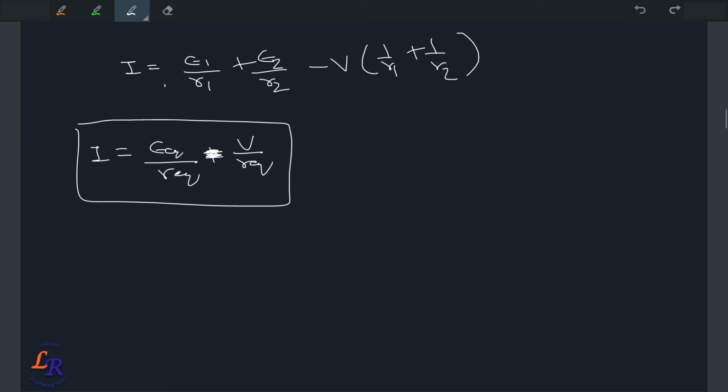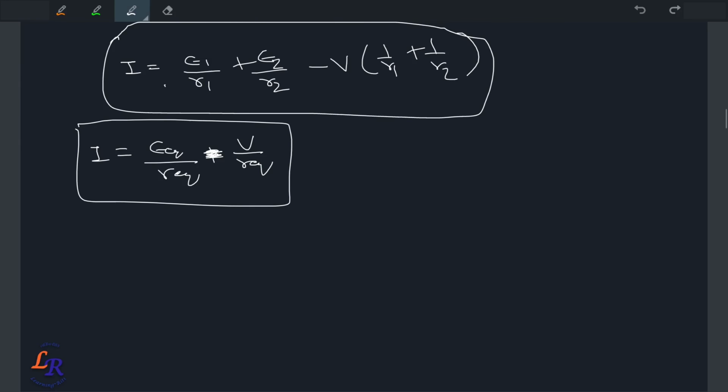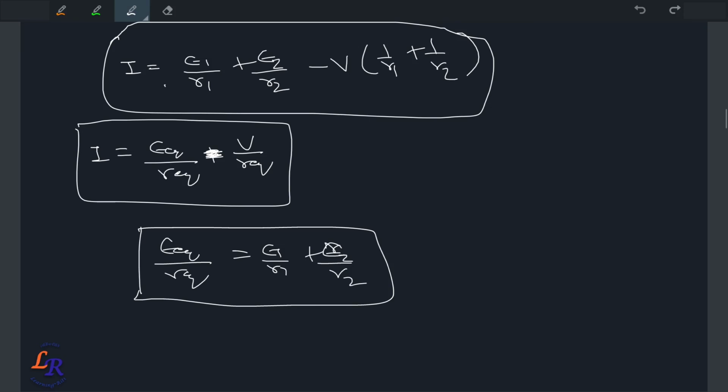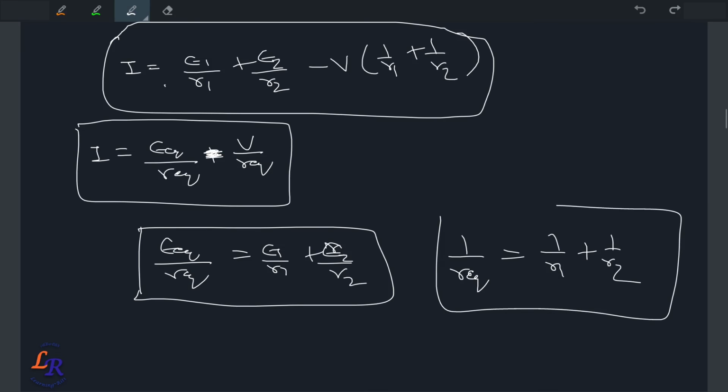No problem with that. So if you compare this and this, then you can easily write for the parallel combination that epsilon equivalent upon R equivalent is equal to epsilon 1 upon R1 plus epsilon 2 upon R2, right? And the other result from here is that 1 upon R equivalent is equal to 1 upon R1 plus 1 upon R2, right? The similar thing you can write for n cells.